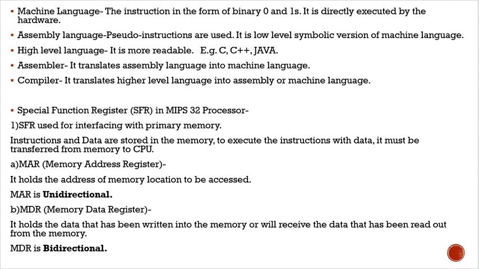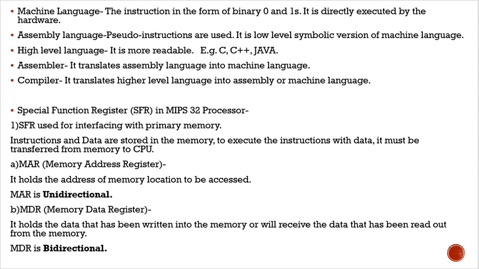As we know, processor consists of special function registers and general purpose registers. So we are going to see special function registers present in MIPS 32 processor. There are two types of special function registers present in MIPS 32. SFR used for interfacing with primary memory and SFR used for keeping track of program instructions.